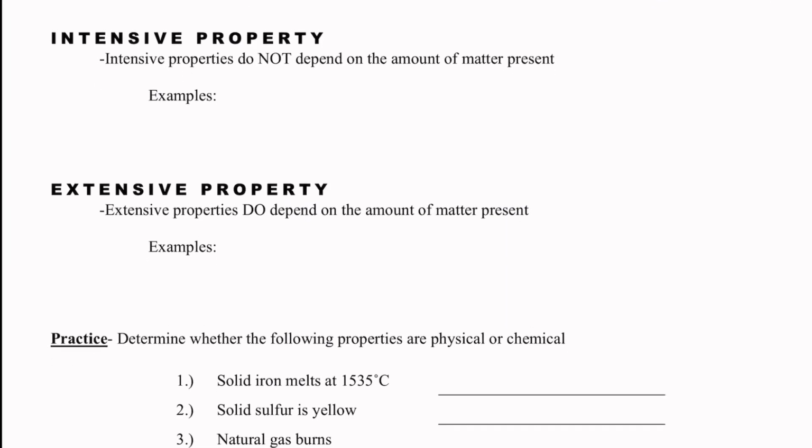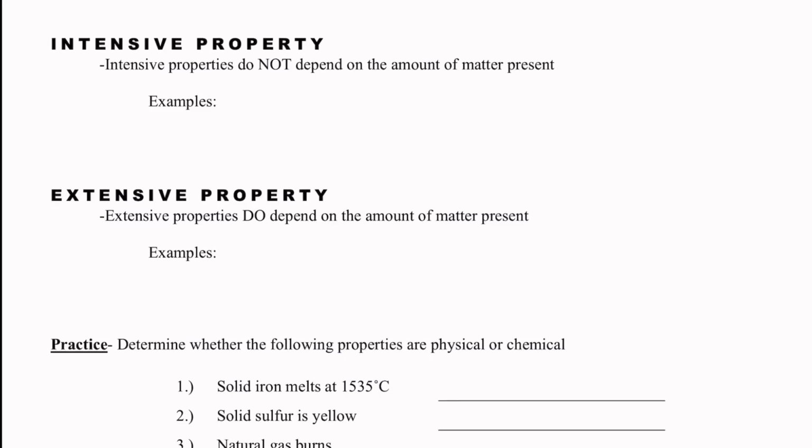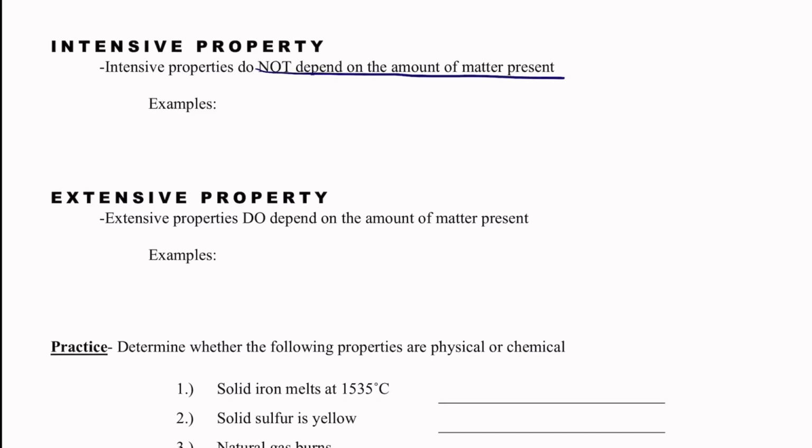Okay, an intensive property is something that does not depend on the amount of matter present. So we could talk about density. Whether you have a lot of water or a little bit of water, its density is 1 gram per milliliter. Boiling point. Whether you have a lot of water or a little bit of water, it still boils at 100 degrees Celsius. Conductivity. Okay, whether I have a lot of metal or a little bit, it should still conduct electricity.